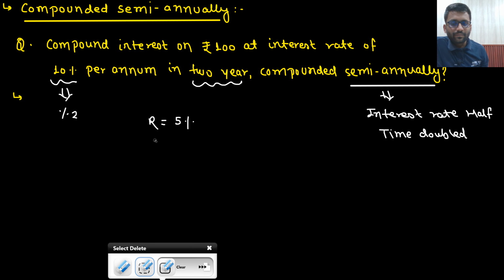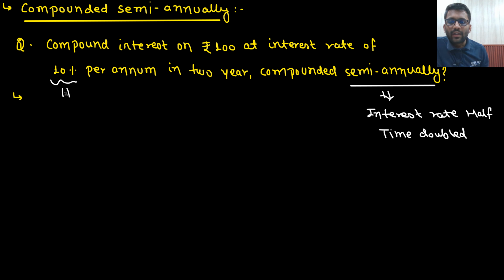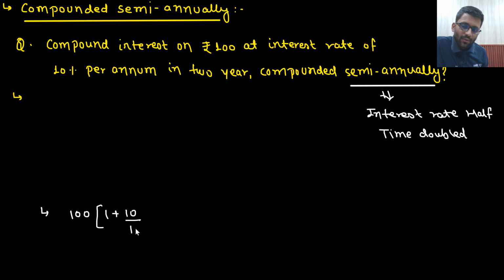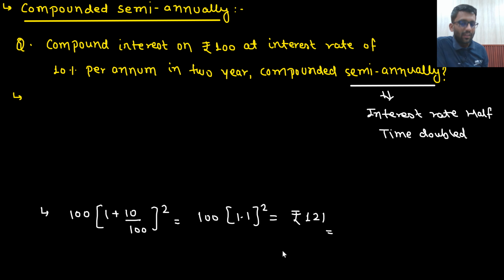If it was compounded annually only, that means if nothing is mentioned, it is compounded annually. Then what would have been the answer? How much money would you have had to return? 100 into 1 plus 10 by 100 for 2 years. So 100 into 1.1 whole square. That means you had to give 121 rupees, right? If this was the case.